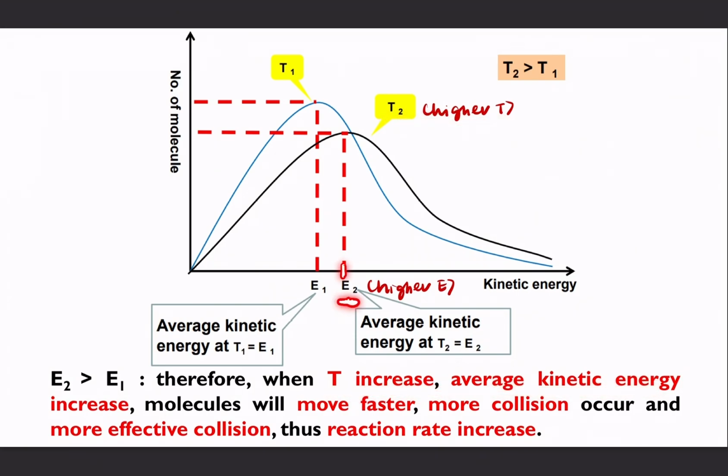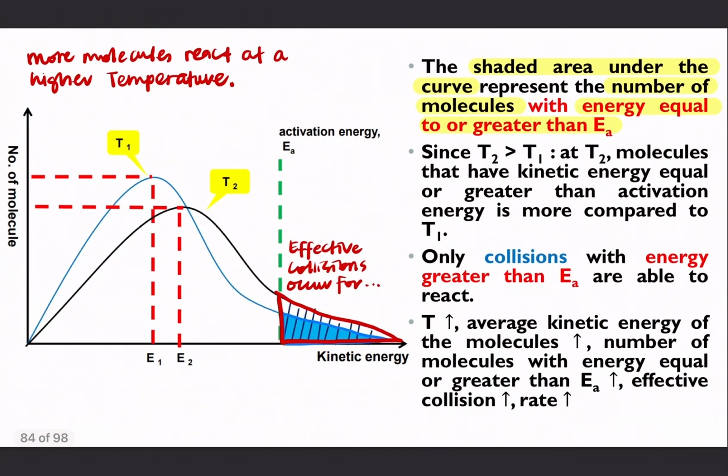See, this one is much more to the right, so it's higher energy. So the molecules will move faster and more collisions occur, therefore more effective collisions, thus reaction rate increases. This means that the reaction rate for molecules at temperature T2, at a higher temperature, will be higher. Now we are going to talk about the number of molecules under the shaded area under the curve.